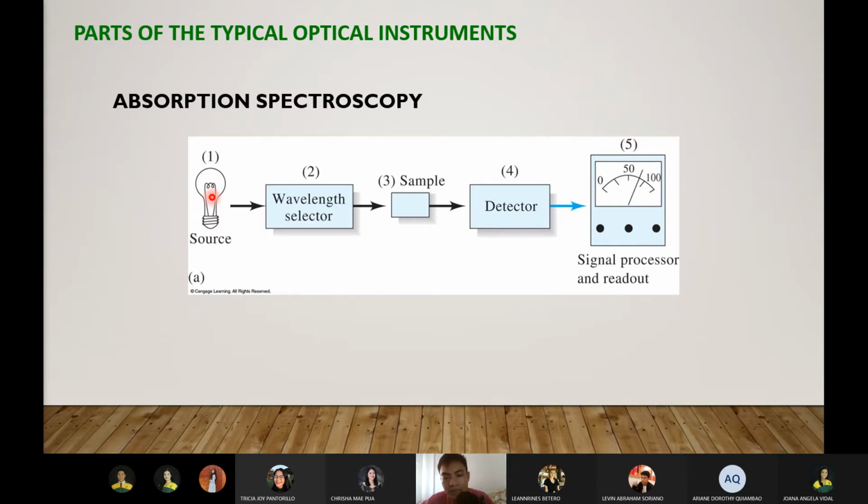However, since ito ay spectrophotometer, we are going to choose a certain wavelength only. So that means we have to use a wavelength selector. Kumbaga, if we have a spectrum of light, kailangan pauntiin mo, gawin mong isang wavelength lang. So we use the wavelength selector for that.